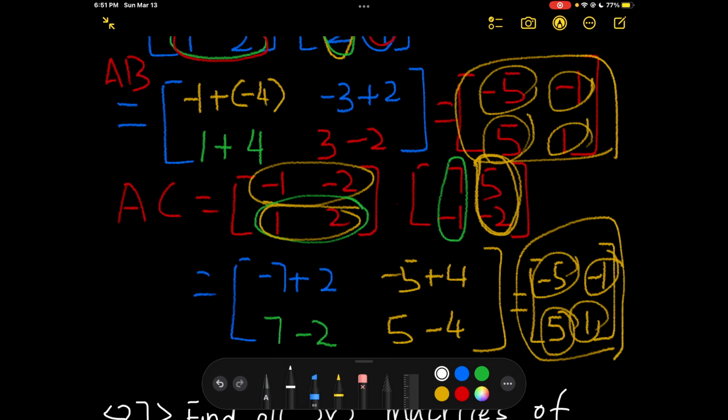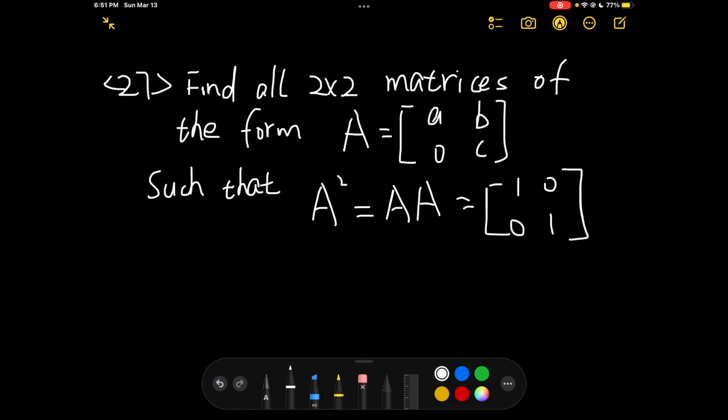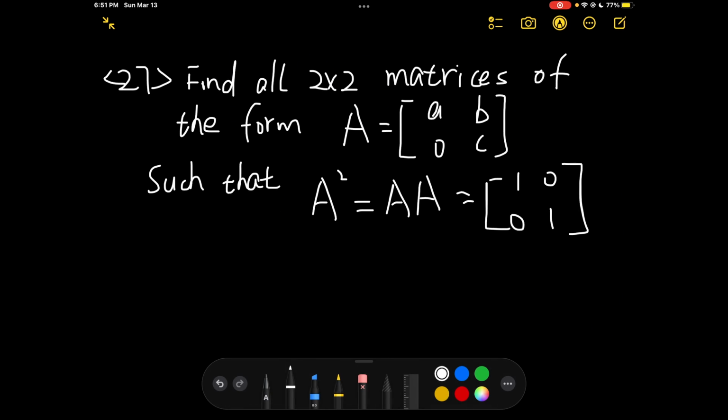Okay, let's move on to question 27. We have matrix A, which has three variables a, b, c, and the second row, first column is 0. We need to find all 2x2 matrices of this form that satisfy A squared equals the 2x2 identity matrix. So let's find out the square of matrix A.